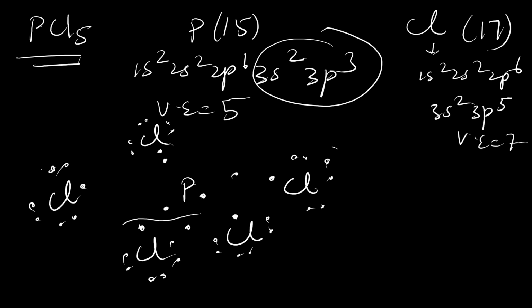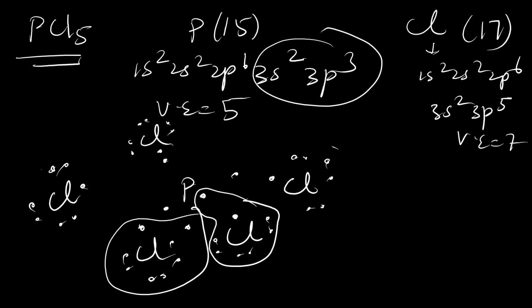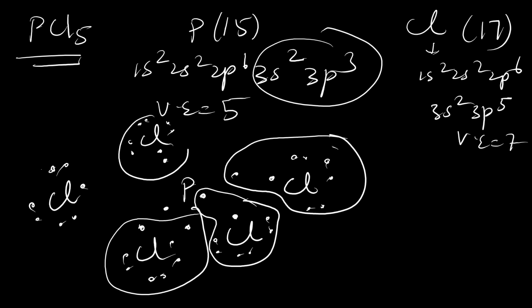So 1, 2, 3, 4, and 5. So this will share here. This will share this way. This will share this way. This will, and this will share this way. So all chlorine atoms have attained stable configuration by having 8 electrons in their valence shell by sharing 1 electron each with phosphorus. What about phosphorus?